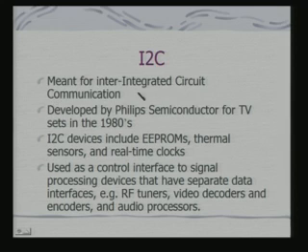I2C, in fact, the basic name is inter-integrated circuit communication. Okay, this is for communication between two ICs. In fact, it was developed by Philips Semiconductor for TV sets in the 1980s. So, it is a pretty old kind of serial protocol. Originally, it was used as a control interface to signal processing devices that have separate data interfaces, for example, RF tuners and video decoders. In fact, originally it was being used for this kind of tuners and other applications. Today, it is also used for RF tuners, video decoders, encoders and audio processors.